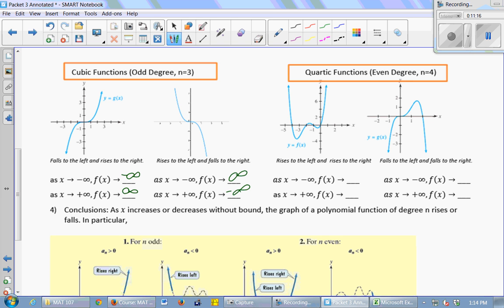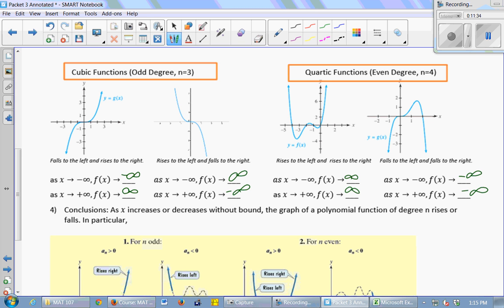So this quartic, as you go to the right or the left, the y values approach infinity because they're both pointing up. Right? And then the one on the right, as you go to the left or the right, the y values are going down to negative infinity.